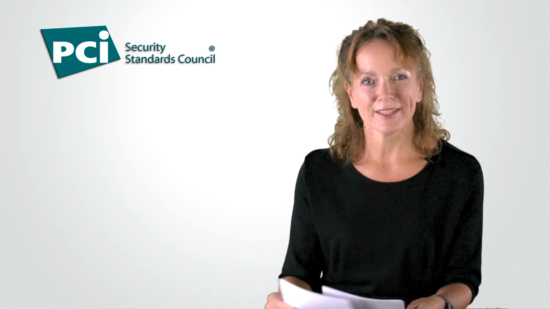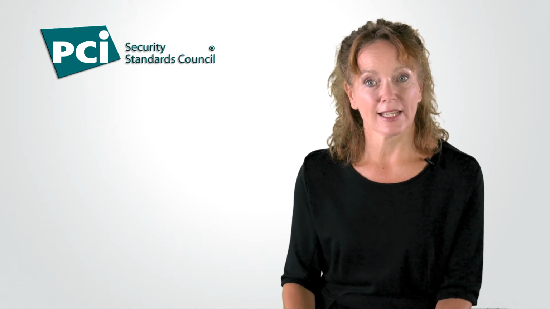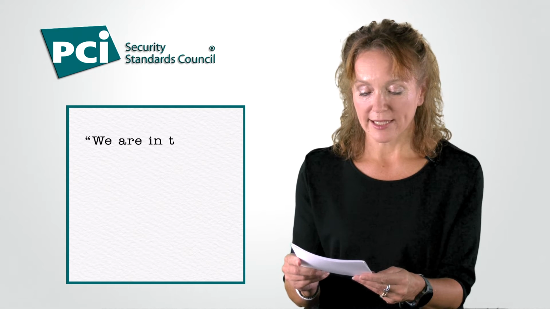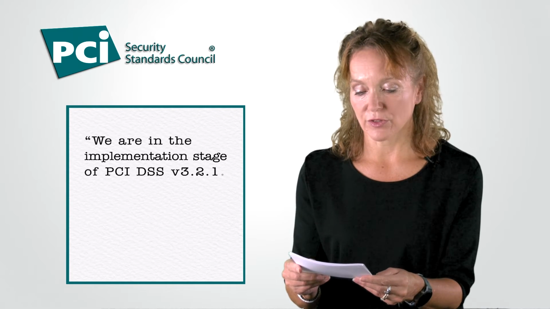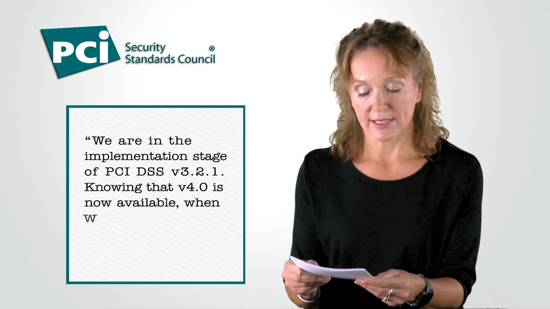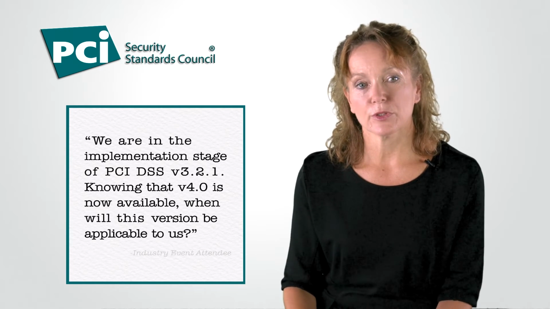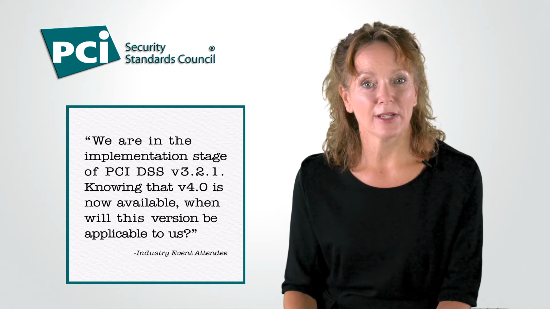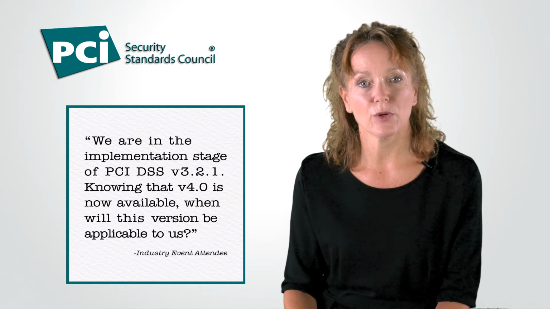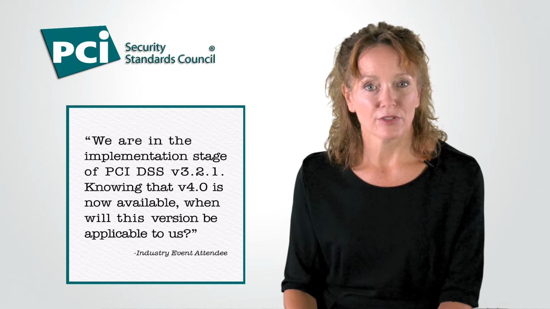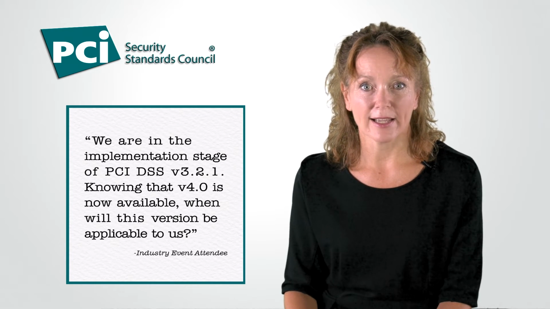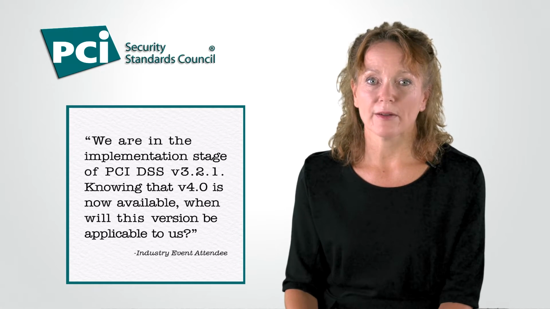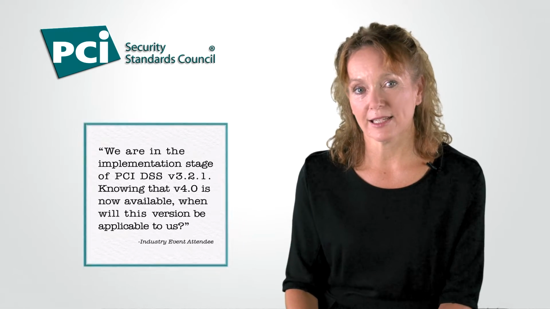Okay, so next question. This is another question that came in after a colleague's presentation. We are in the implementation stage of PCI DSS version 3.2.1. Knowing that 4.0 is now available, when will this version be applicable to us? Well, we just went through the timeline, so the important date to remember again is March the 31st, 2024. At that point, version 3.2.1 of the standard will be retired, and PCI DSS version 4 will become the only active version that's supported by the Council after that time. So from that perspective, that would be the effective date for version 4 across the board.